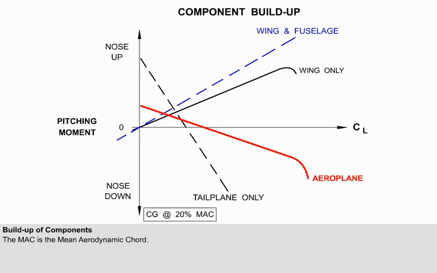Notice the location of the CG in the illustration is listed as 20% MAC. The mean aerodynamic chord is used as a reference point from which the location of the CG is measured as a percentage. The higher the percentage, the further aft the CG.